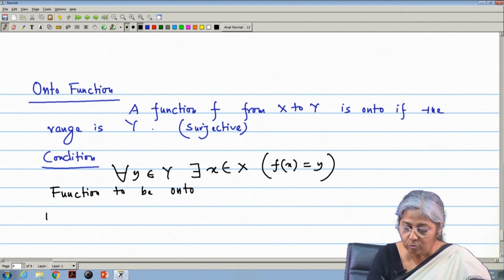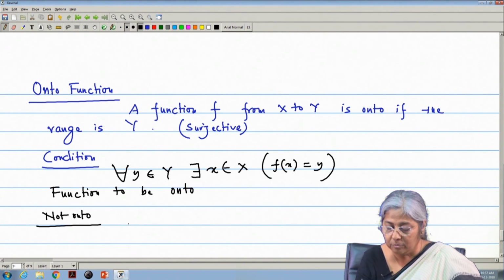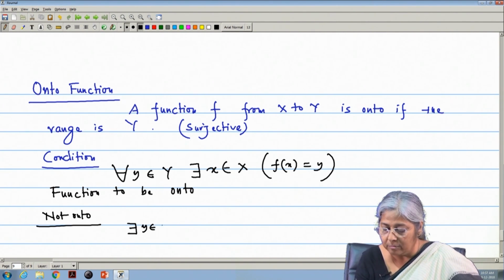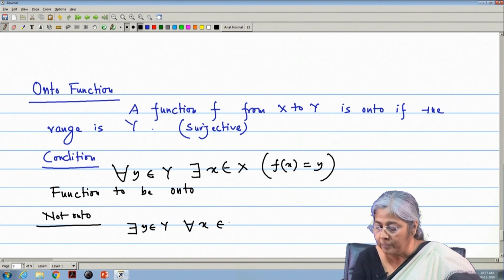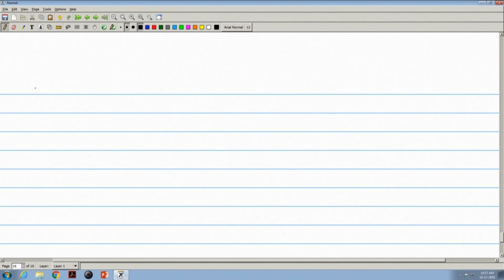And if the function is not onto, like the previous one we have done, we take the negation and it will be that there exists y belongs to Y, for all x belongs to X, f of x not equal to y. So, there must be at least one y, that means it is not the range. We remember the range is the set of y. So, at least one element y exists for which f of x not equal to y, and that means it is not onto.